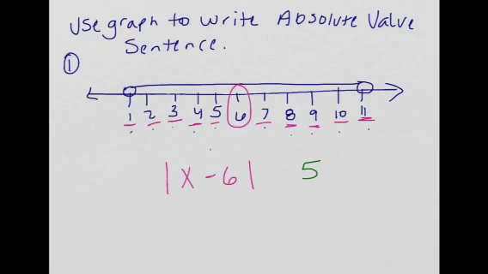Let's put our x inside. Now, because we have 2 endpoints and it is an and, we know it's a less than. So that is the absolute value equation that is graphed on that graph.